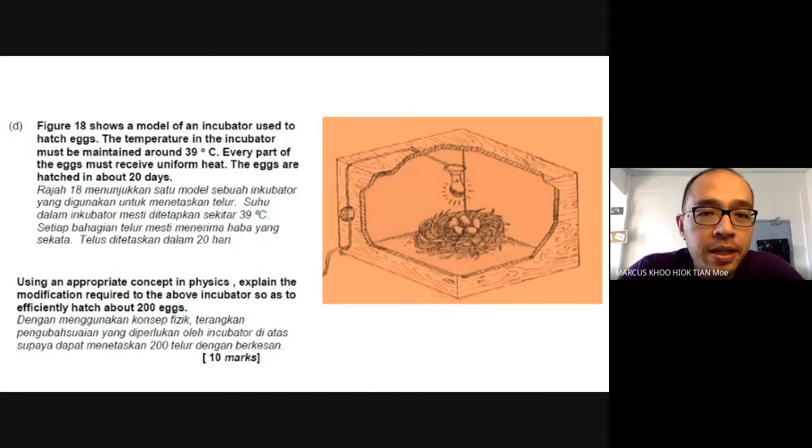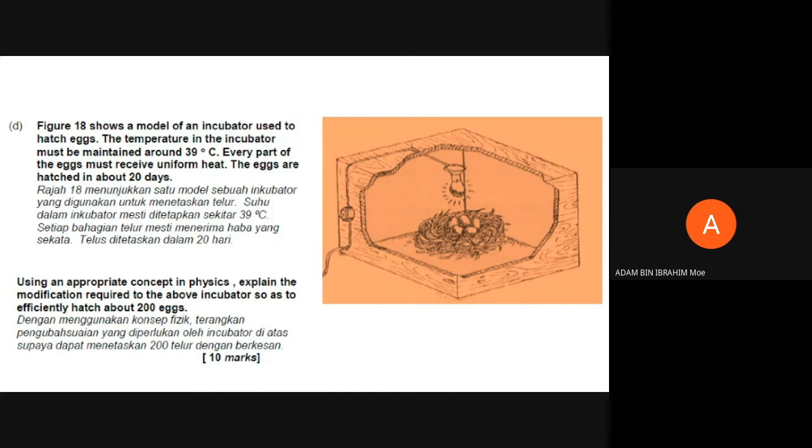This is where things get interesting. Now we want an incubator, a place to hatch eggs, fine. The temperature must be maintained at 39 degrees Celsius. Every part of the eggs must receive uniform heat. The eggs are hatched in about 20 days. All these are important information. So let's talk about the modifications that we can do to efficiently hatch about 200 eggs. Think about everything that you've done. What kind of modification can be done? Bigger bulb.